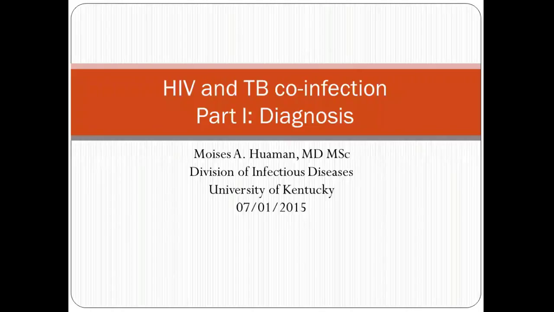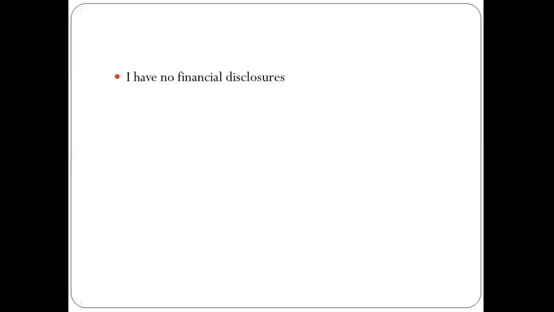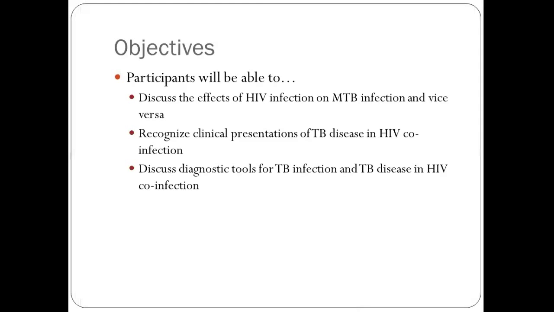I will be talking about this lecture. This session is divided in two parts. The first part is today. We're going to talk a little bit about HIV and TB co-infection, some important aspects of diagnosis. And then next week, we will be talking about treatment, latent infection, LTBI, as well as tuberculosis disease treatment. Feel free to interrupt at any time if you have any questions. This is the list of the objectives.